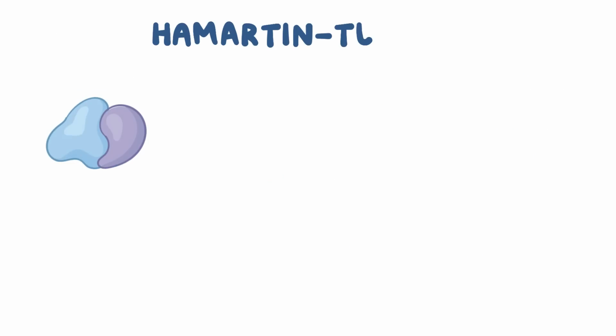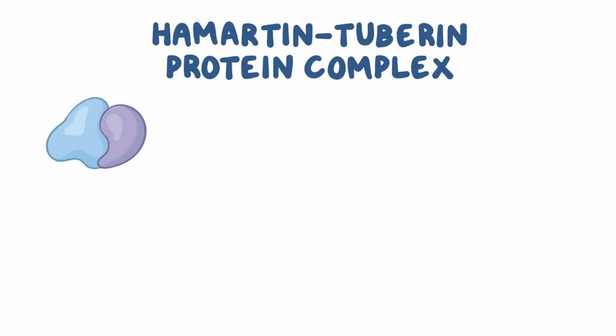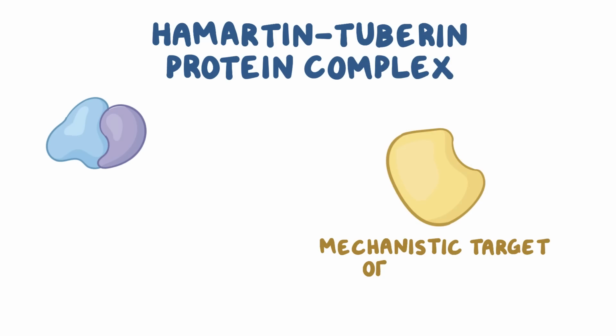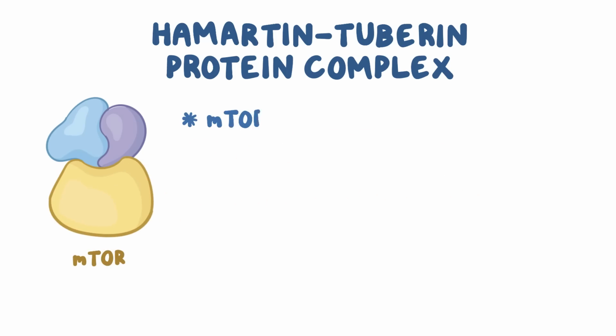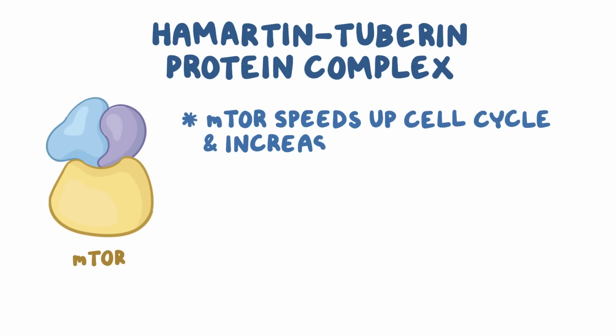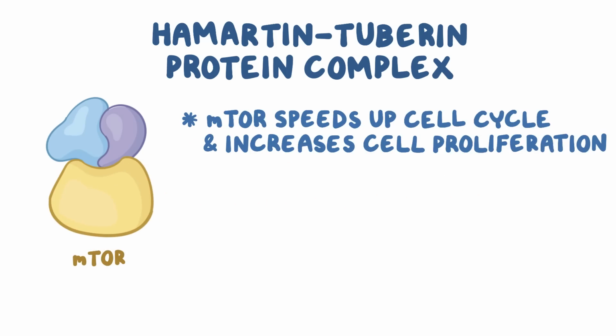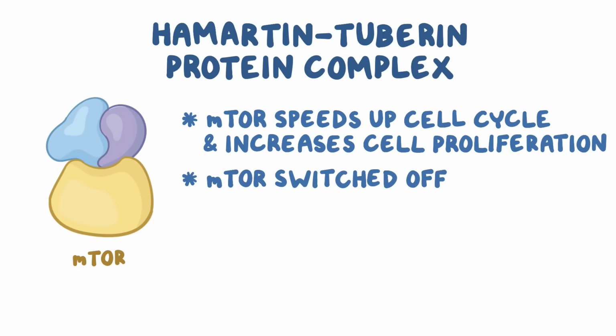They do this by combining to form a hamartin-tuberin protein complex which binds to and inhibits another protein called mechanistic target of rapamycin, or mTOR. mTOR activity speeds up the cell cycle and increases cell proliferation, mainly thanks to its effect on protein synthesis. So, when mTOR is switched off by the hamartin-tuberin protein complex, it slows growth and division of cells throughout the body.